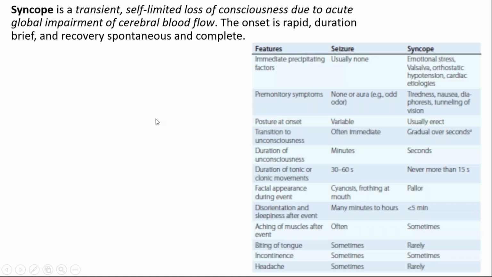What is syncope? Syncope is transient, self-limited loss of consciousness due to acute global impairment of cerebral blood flow. It is rapid, of brief duration, and there is spontaneous and complete recovery. No residual weakness or altered level of consciousness is left. The patient will recover and be normal within seconds. Basically, this is the difference between seizure and syncope.